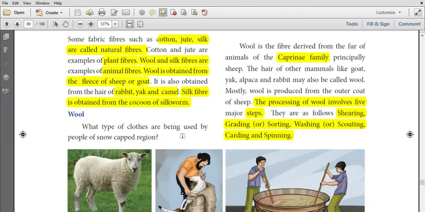Wool. Wool is obtained from the Caprinae family. The processing of wool involves five steps: shearing, sorting, washing or scouring, carding, and spinning.